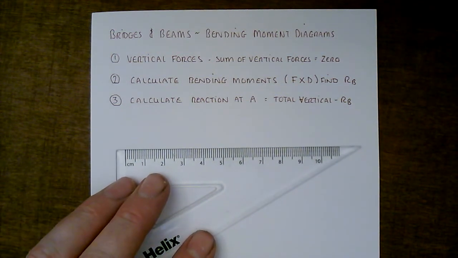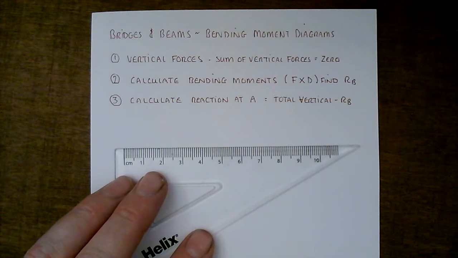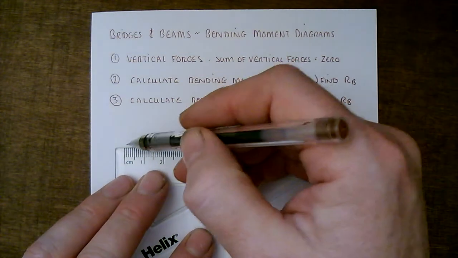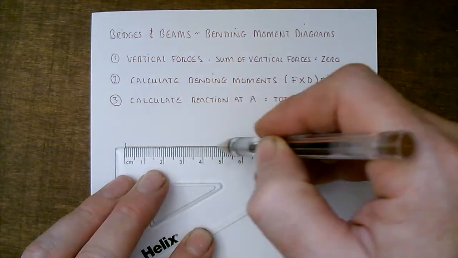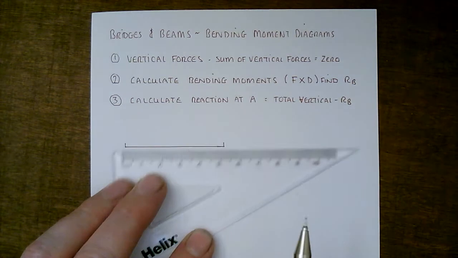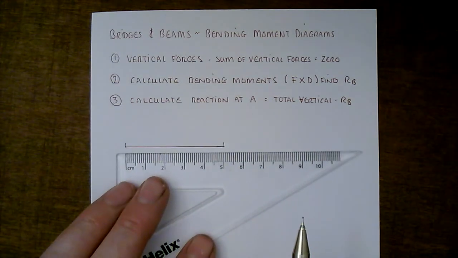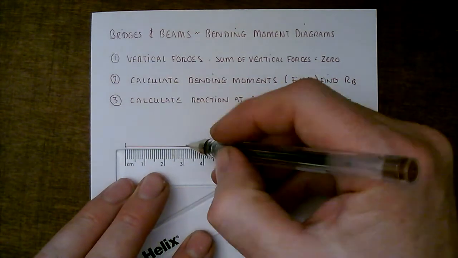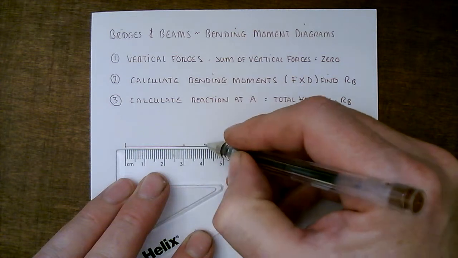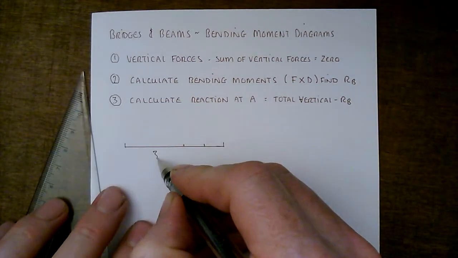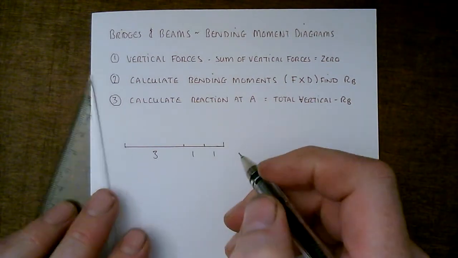If you want to practice a bending moment diagram, just grab a ruler, work to a scale. I'm going to do 5 centimeters, so that's going to be 5 meters, and I'm going to create 2 loads, so one at 3 and one at 4. So I've got 3 meters, 1 meter, 1 meter.